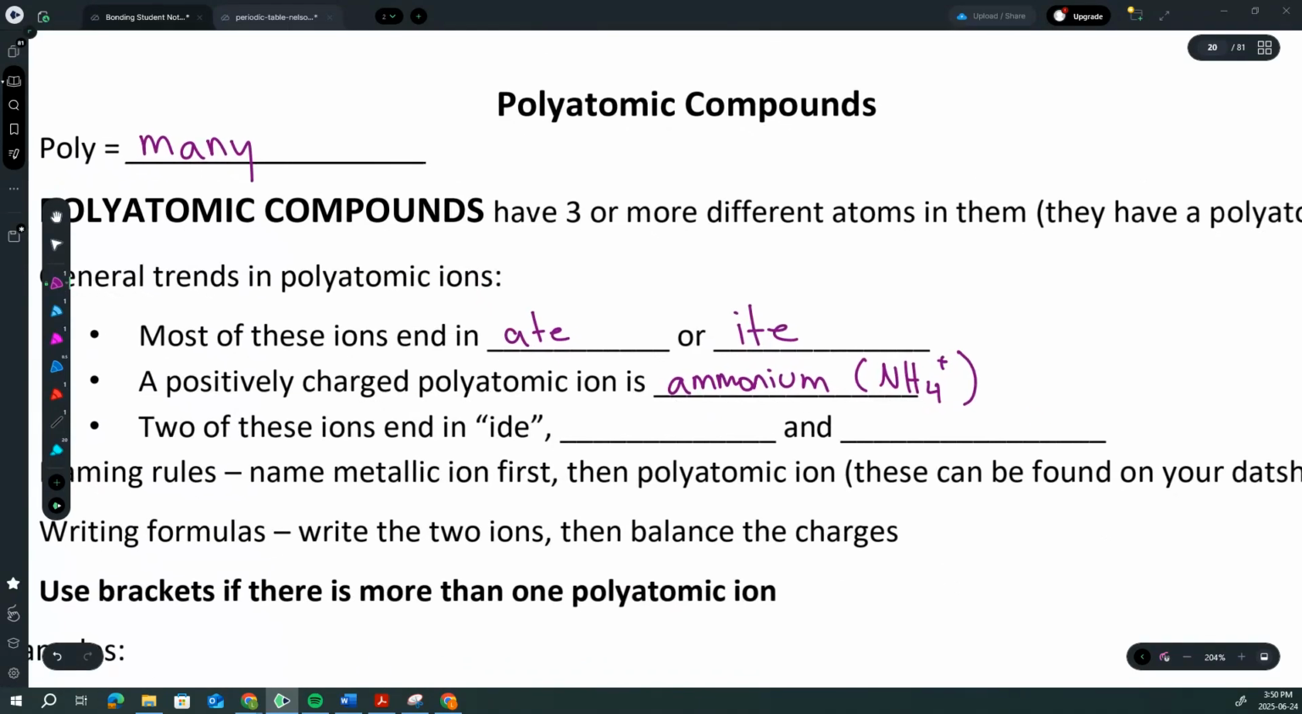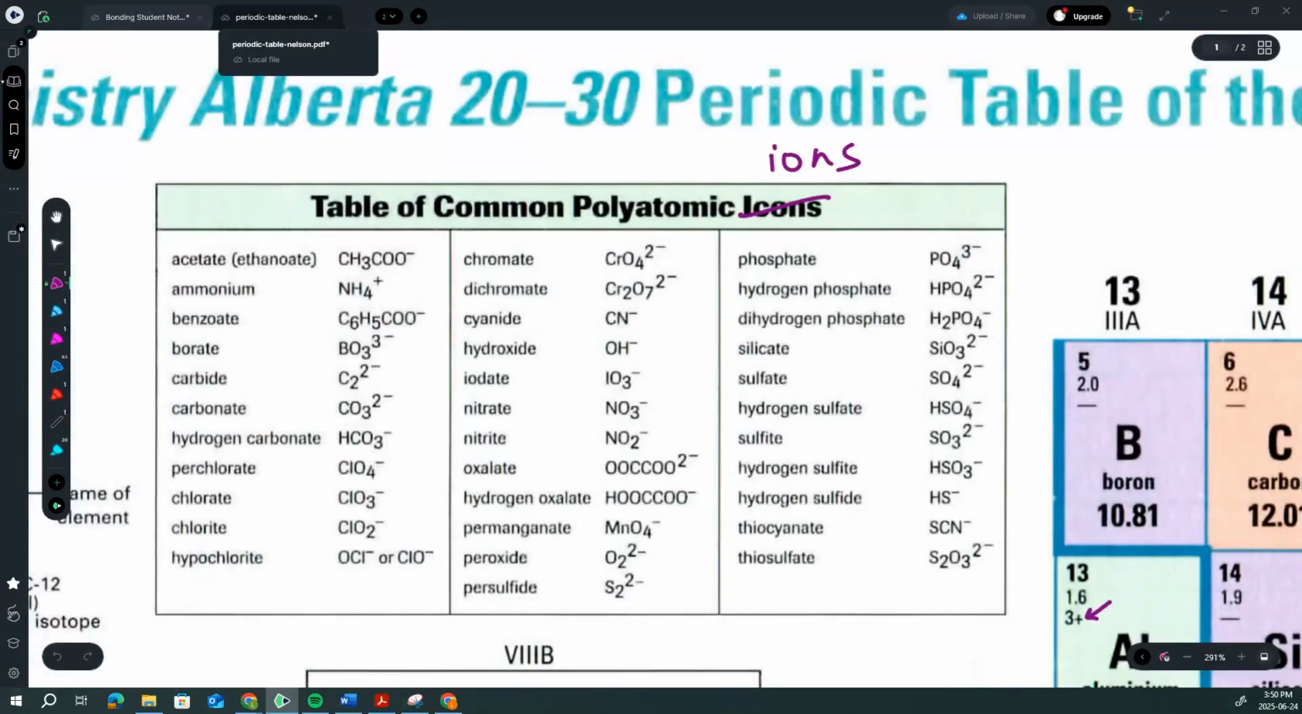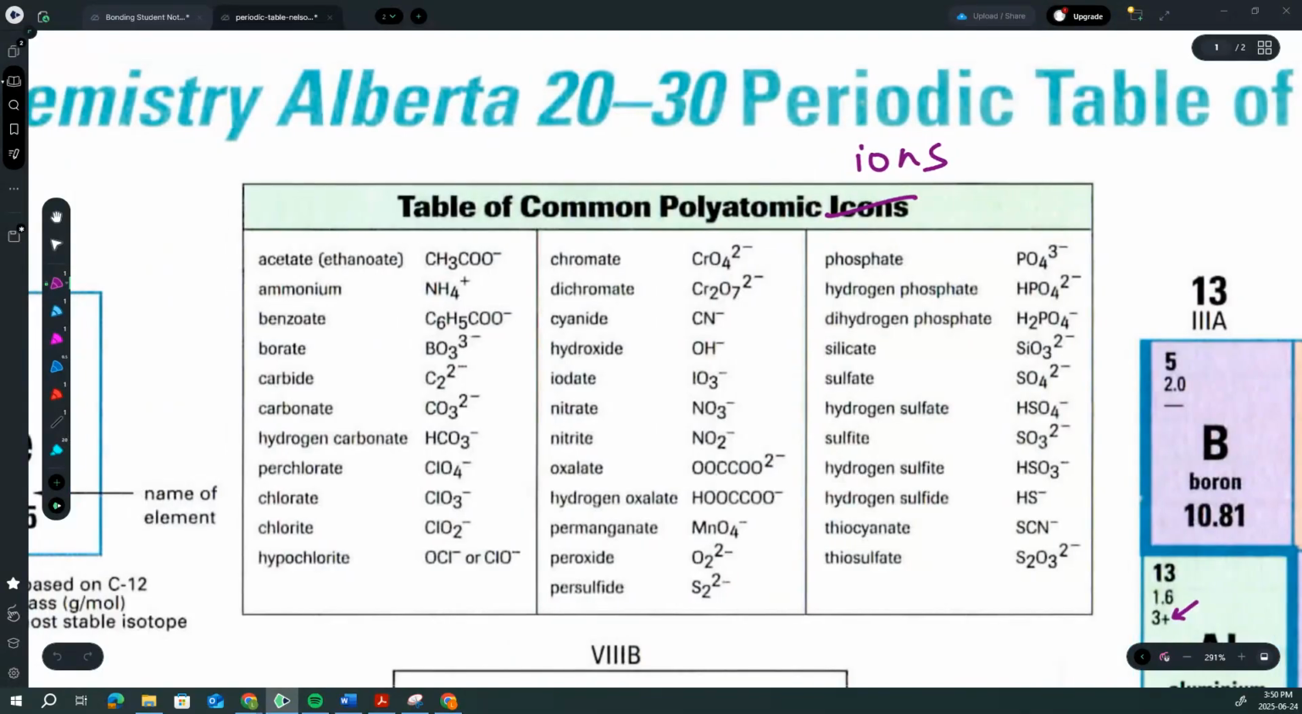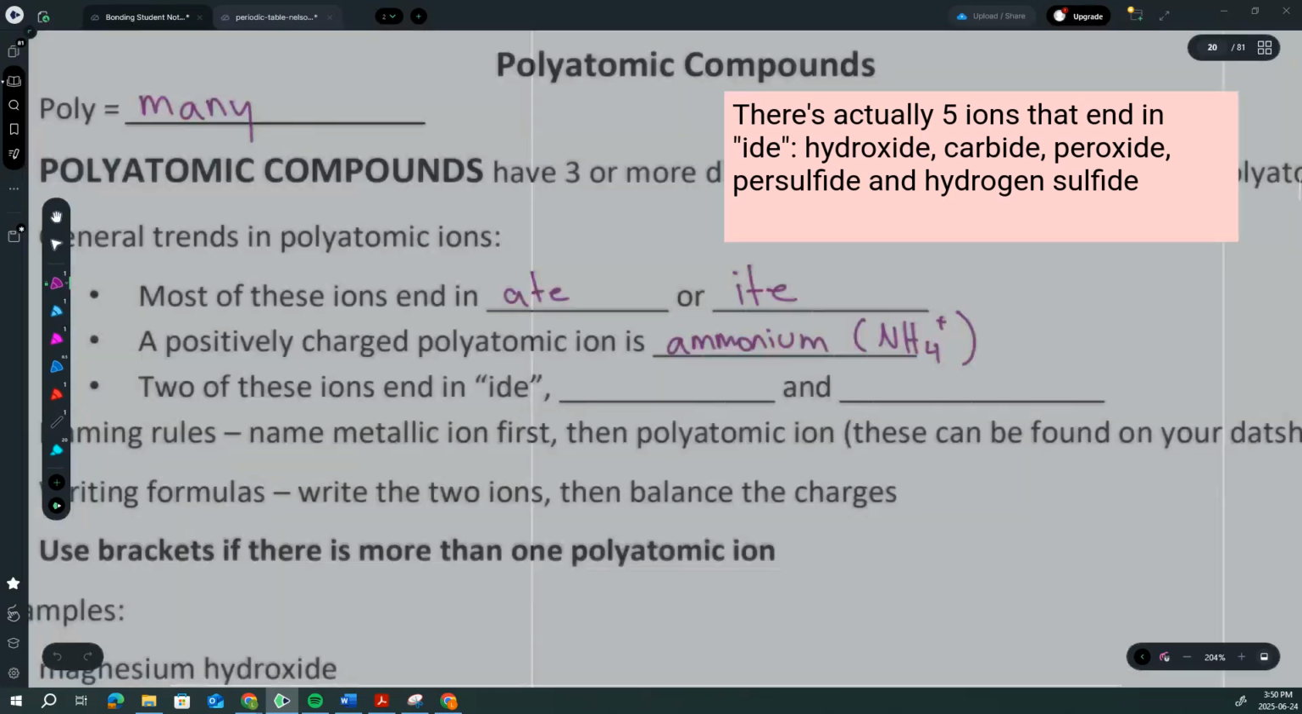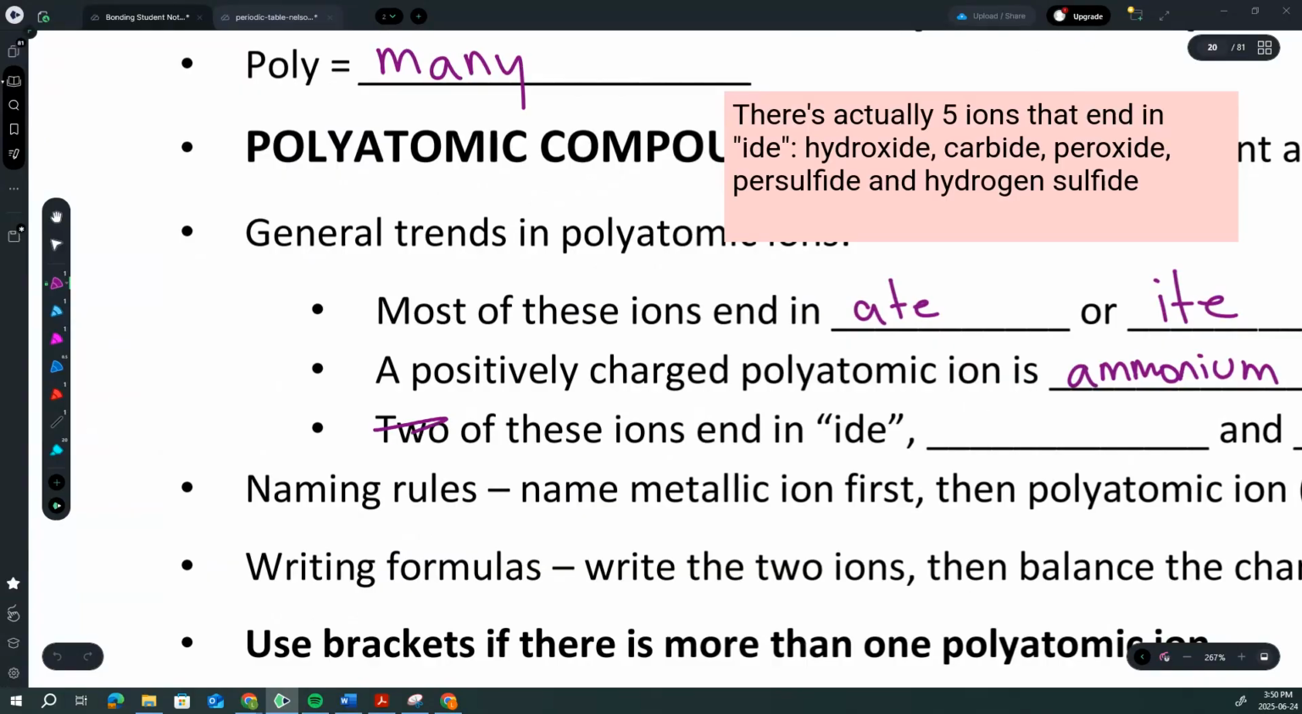And 2 of the ions listed in the polyatomic ions. Actually, hang on 1 second. Let's take a look at this. I believe there's actually more than 2. So there's carbide, there is hydroxide, persulfide, and peroxide. Those are going to be our exceptions. Those are the polyatomic ions that do not end in ate or ite.